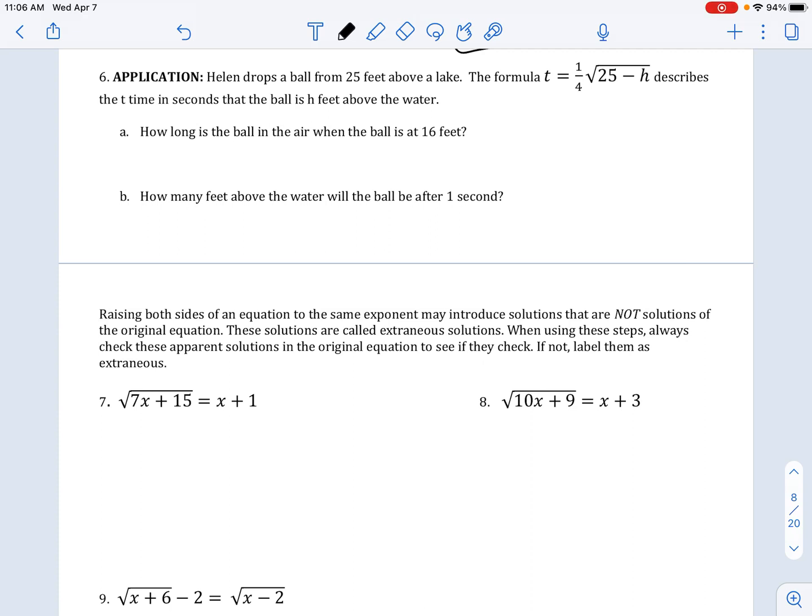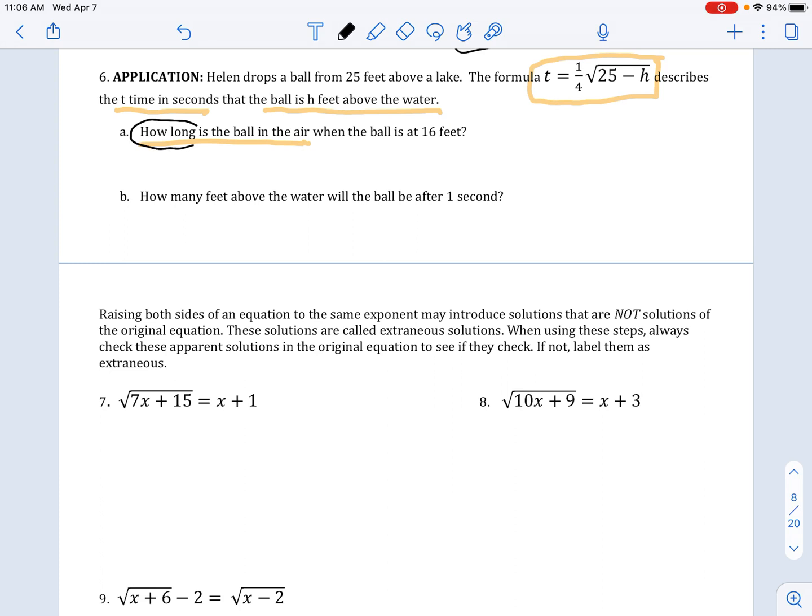Applications with radical equations. Helen drops a ball from 25 feet above the lake. The formula is given by this equation, and it describes the time. So t is time in seconds. The ball is h feet above the water. Question: how long is the ball in the air when the ball is at 16 feet?